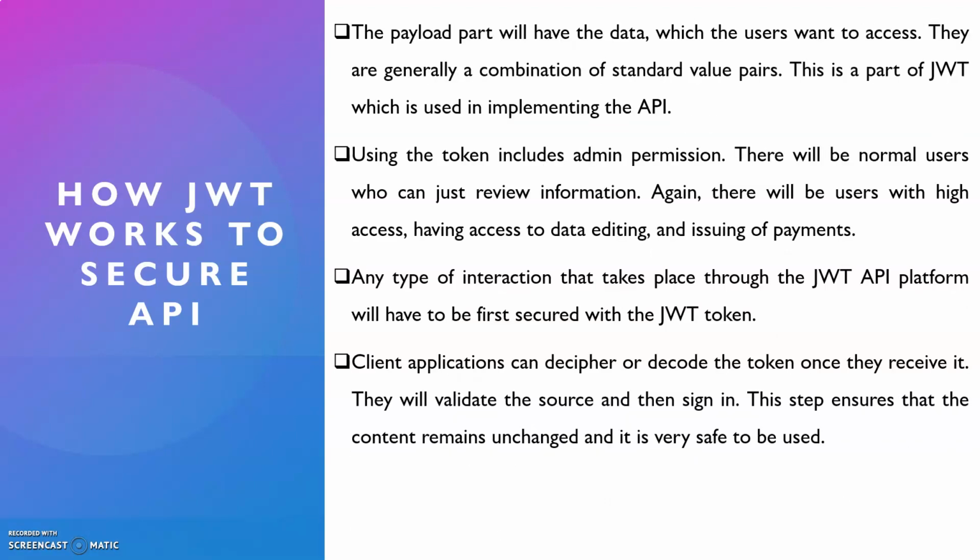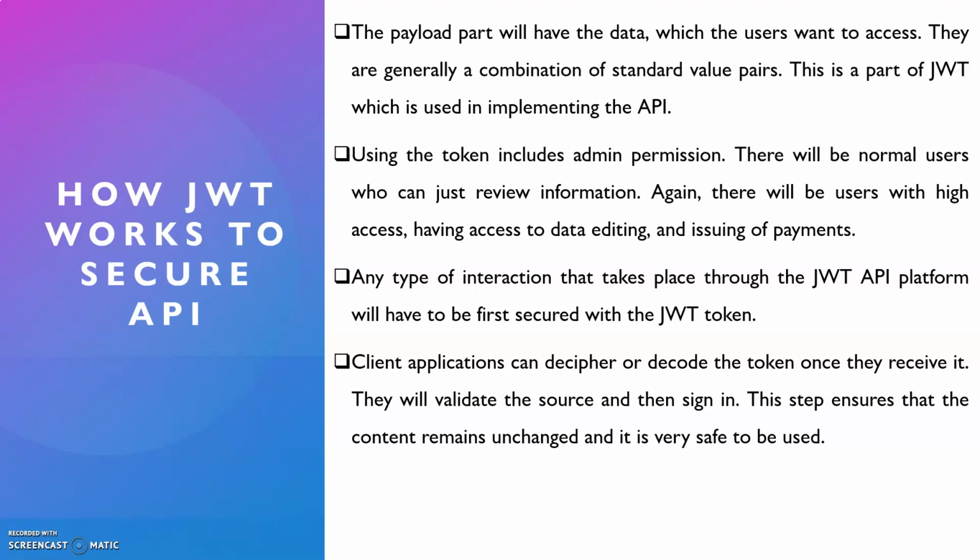Now the payload part will have the data which the users want to access. They are generally a combination of standard key value pairs. This is a part of JWT which is used in implementing the API. Using the token includes admin permission. There will be normal users who can just review information. Again, there will be users with high access, having access to data editing and issuing of payments.